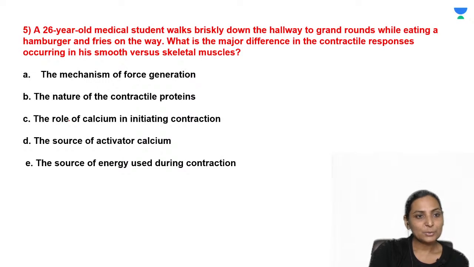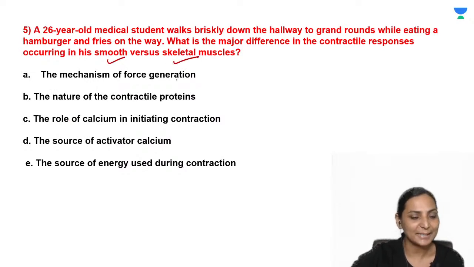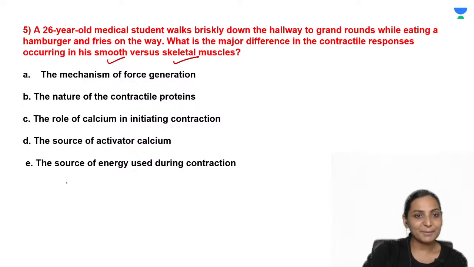Next is a 26-year-old medical student who walks briskly down the hallway to grand rounds while he is eating a hamburger and fries on the way. What is the major difference in the contractile response occurring in the smooth muscle and the skeletal muscle? So the question is depicting two things. One, that the person is eating. He is eating means there is going to be some kind of motility in the GI tract.